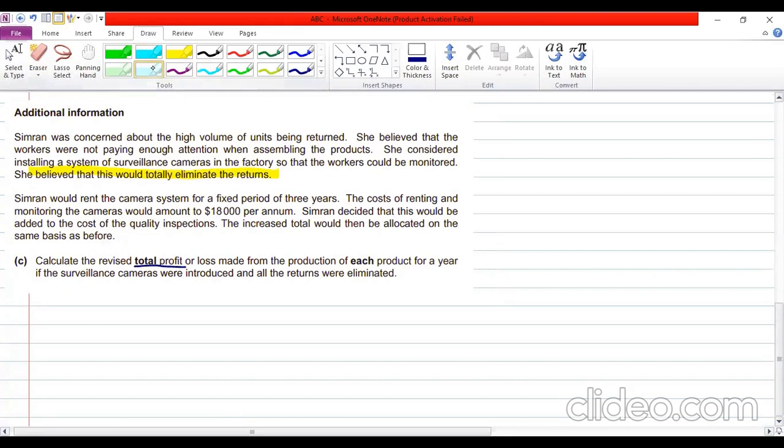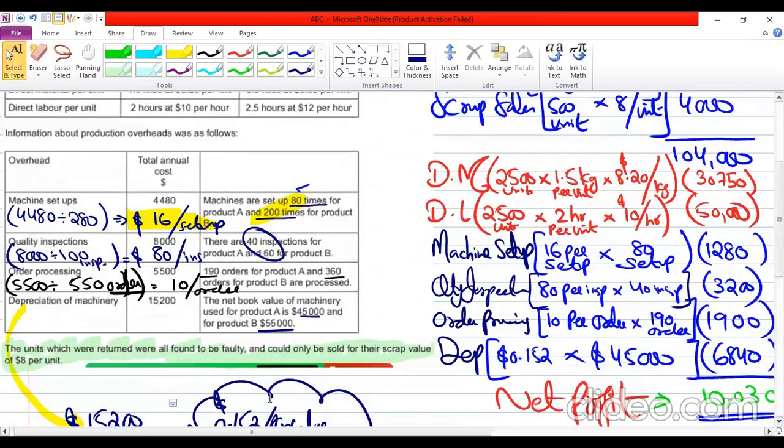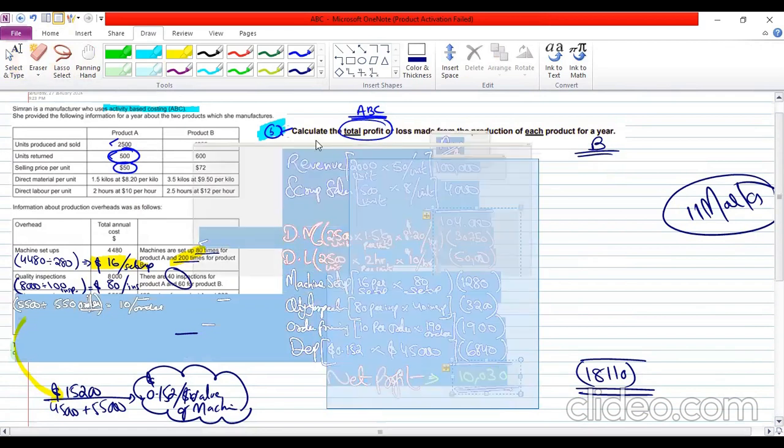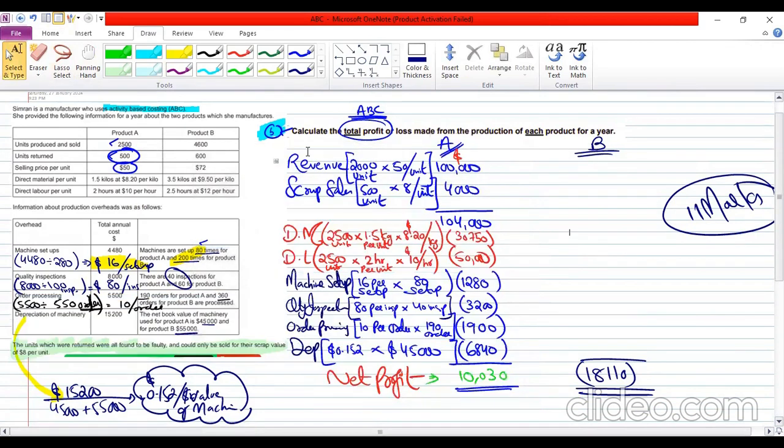If she purchased the camera system, it's a capital expense. It's a purchase of a non-current asset, nothing to do with the income statement, nothing to do with the profits. That's why here they say she is renting it. And renting means she has to pay rent expense. Rent expense means our profit is going to be reduced. You need to recalculate the profits, and tell us whether this move of paying 18,000 as a rental is good or bad.